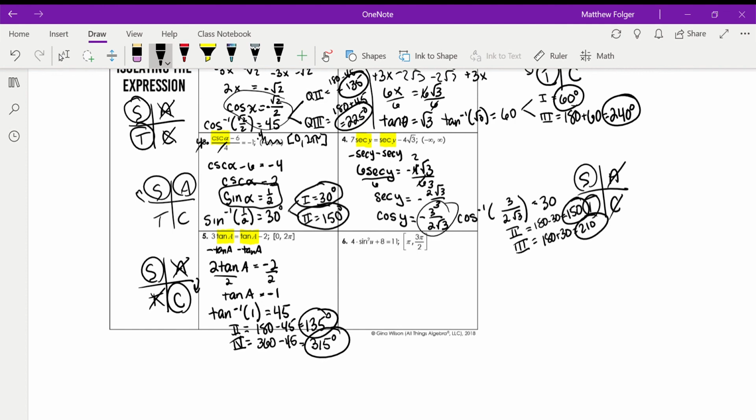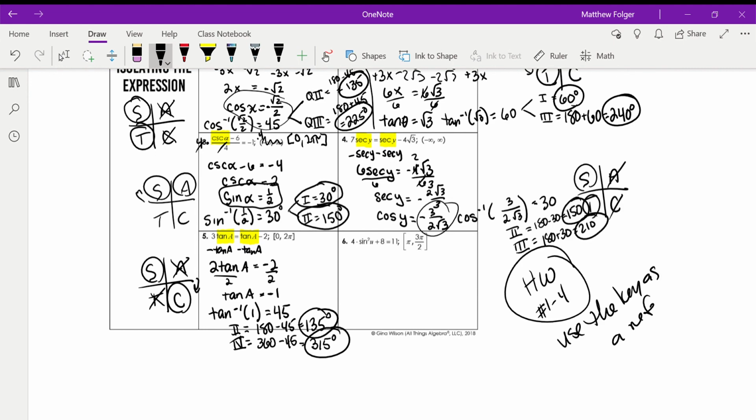So I want you to try a couple of the homework problems. A couple of good ones would be, let's take a look right here. Number 1 through 4 would be good ones to try to make sure you got this. Use the key as a reference. Okay, so let me know if you have any questions, and we will continue this on Monday.